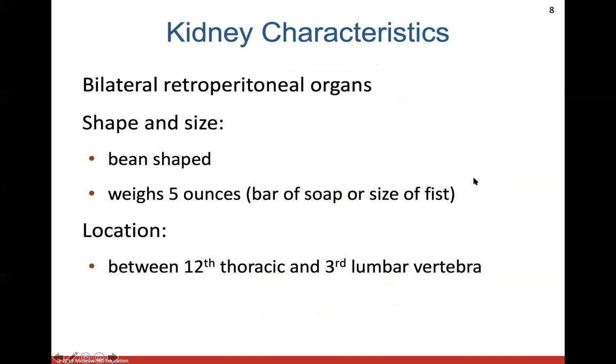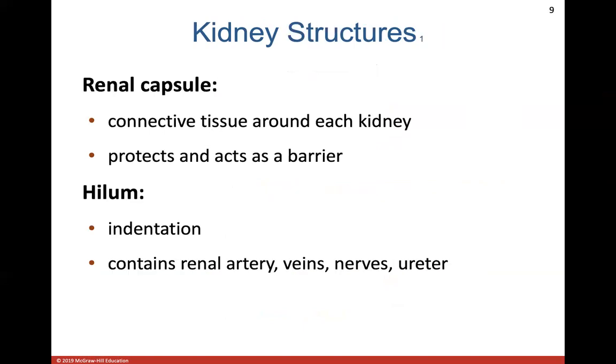Here are kidney characteristics. They're bilateral retroperitoneal, meaning they lie on the back side of the abdominal cavity. They're bean-shaped. They weigh about 5 ounces, which is about a bar of soap, for the size of your fist. And they're located in the back between the T12 and L3 vertebrae.